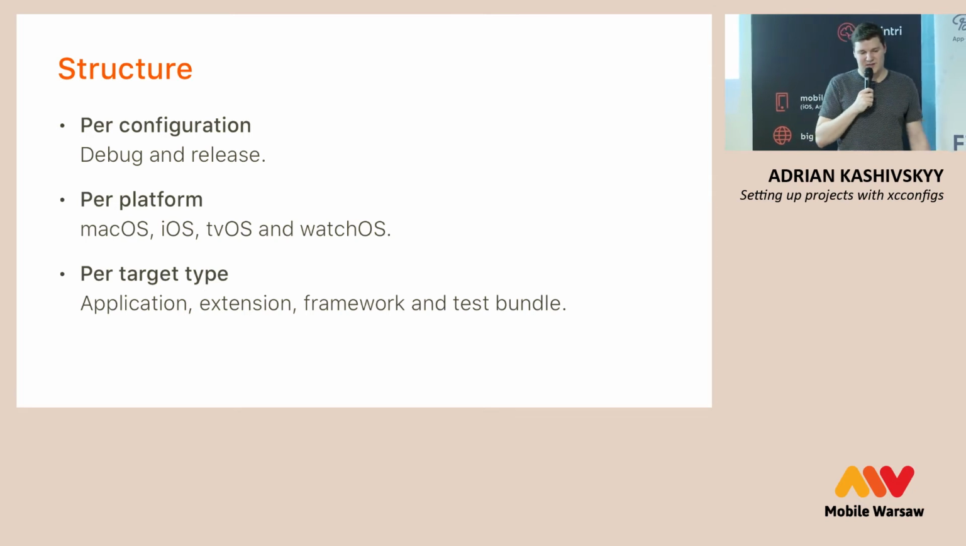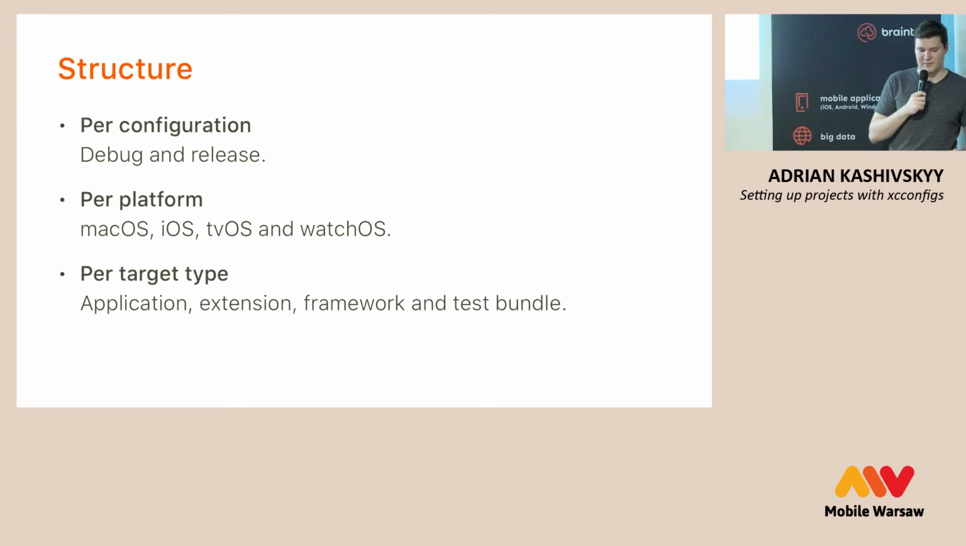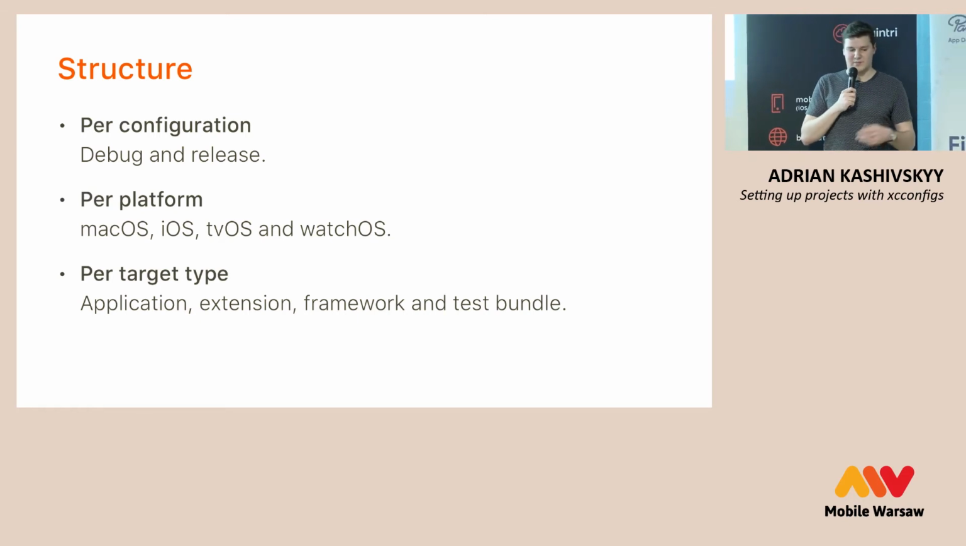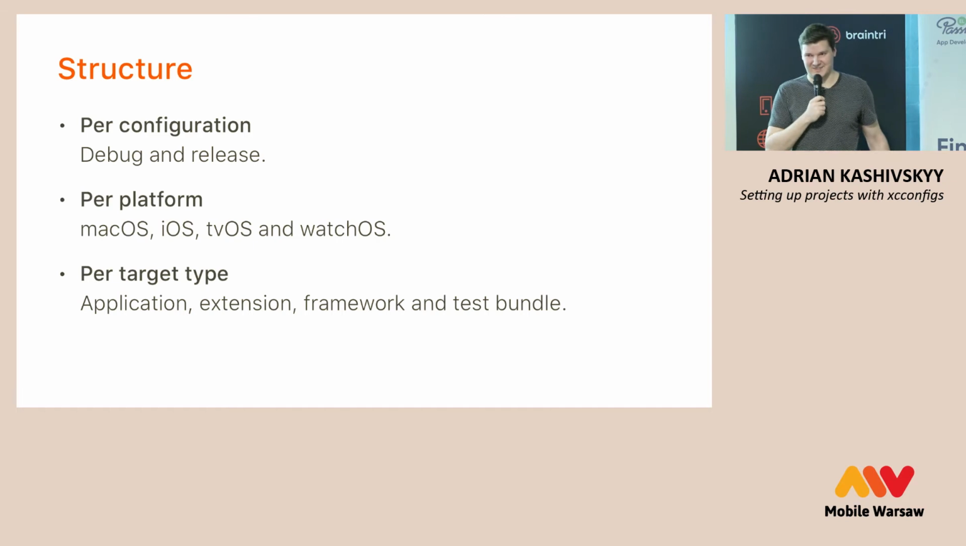The Netguru xcconfigs library is structured in three ways. It's per configuration, per platform, and per target type. So there are some default build settings in there maintained by us for both debug and release configurations. If you have more of them, for example, we sometimes use staging configurations like production, release, app store, development, you can derive all of them from these two. So basically the debug is making it easier for you to debug. It doesn't do any optimizations, and release prepares your app to be distributed in the App Store and in an enterprise way. Just don't distribute spam like Facebook did.